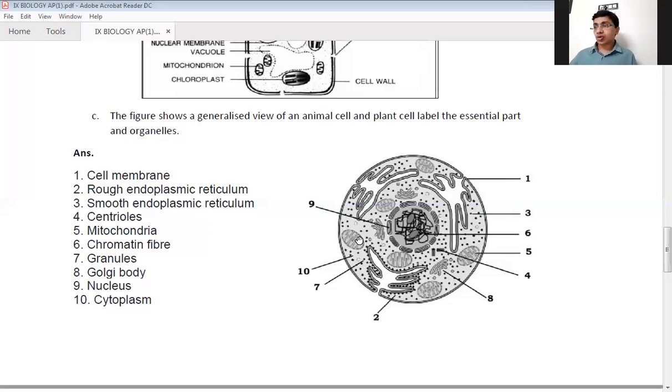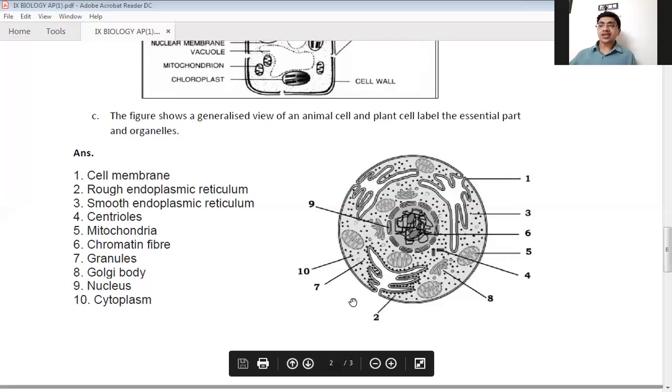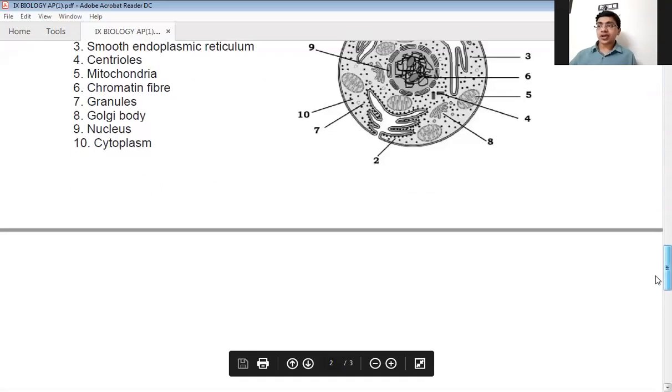Then let's go to number 9, and this 9 shows the entire covering of the nucleus. They are pointing to the nucleus here. It is very simple: it is generally in the center, a spherical organelle. That is what the nucleus is. And then comes the last one, number 10. Let me show that. This one, people, and that is the cytoplasm, right? So that is all about the labeling part of this particular question.